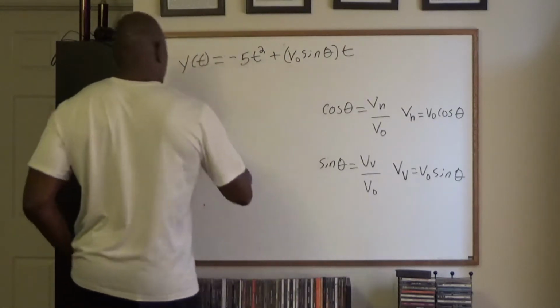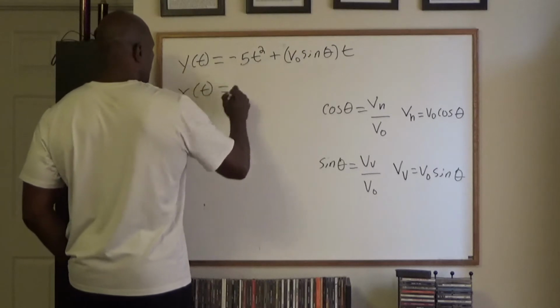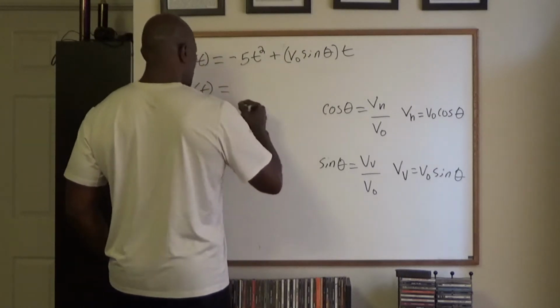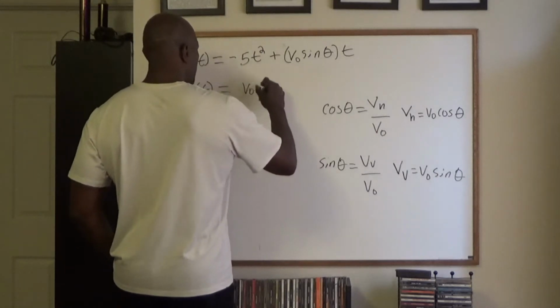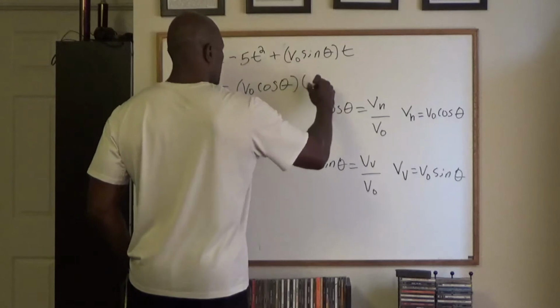For the horizontal position, which I'll call x of t, its position function is the horizontal velocity, which is v naught cosine theta, times t.